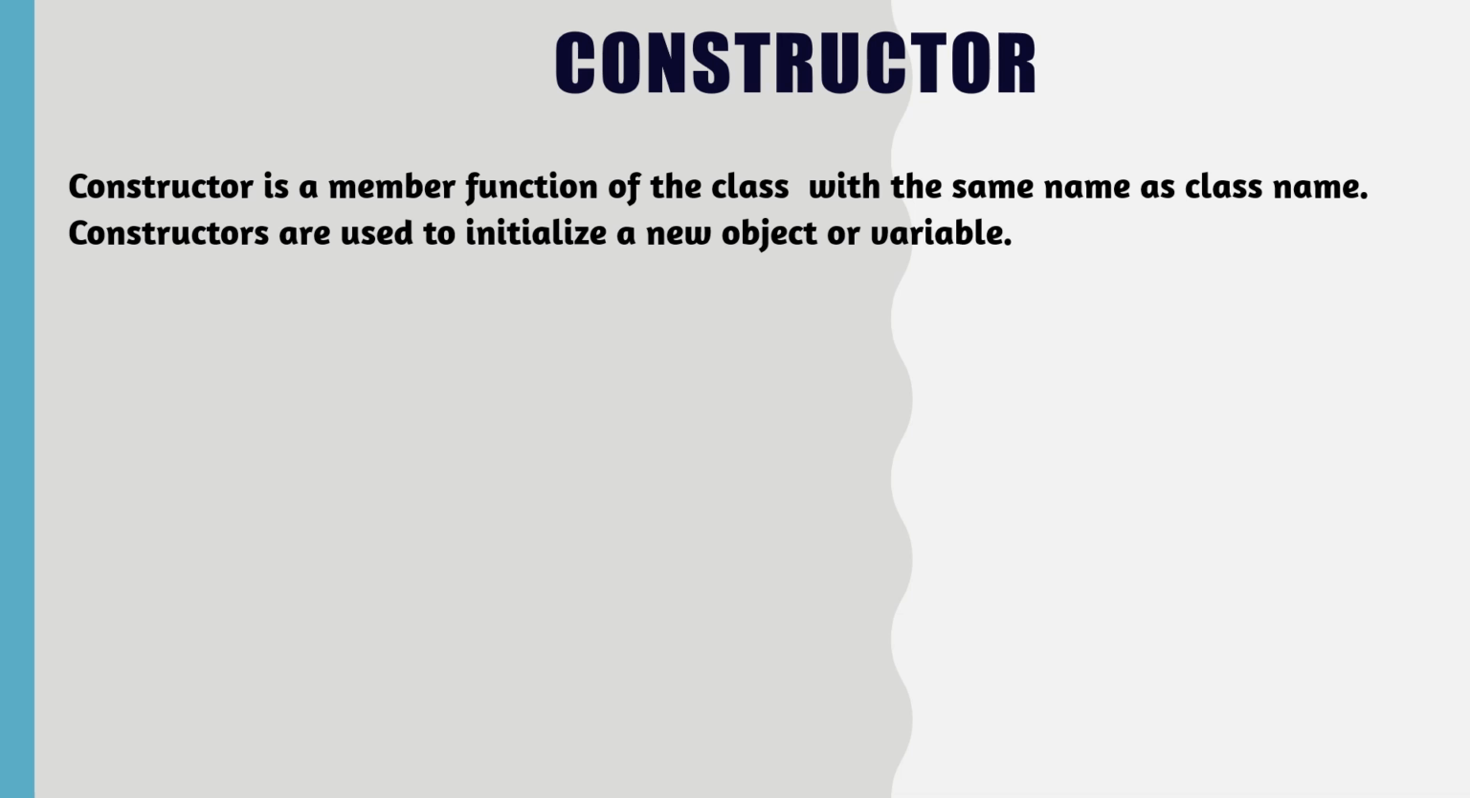First, we can define a constructor. A constructor is a member function of the class with the same name as the class name. Function names you have seen are different from class names. But if there is a function with the same name as the class name, it is known as a constructor. It is mainly used to initialize the new object or a variable.